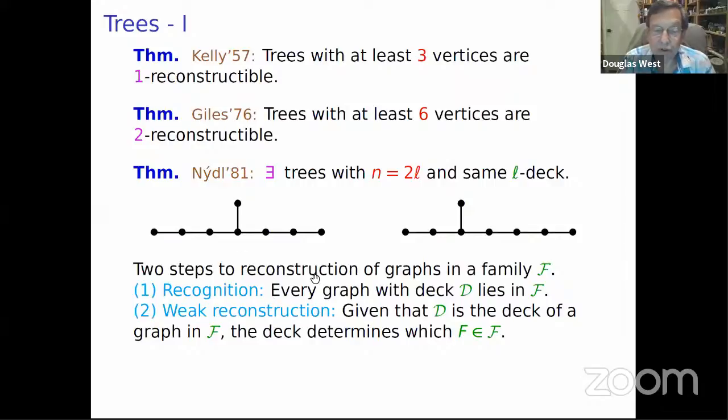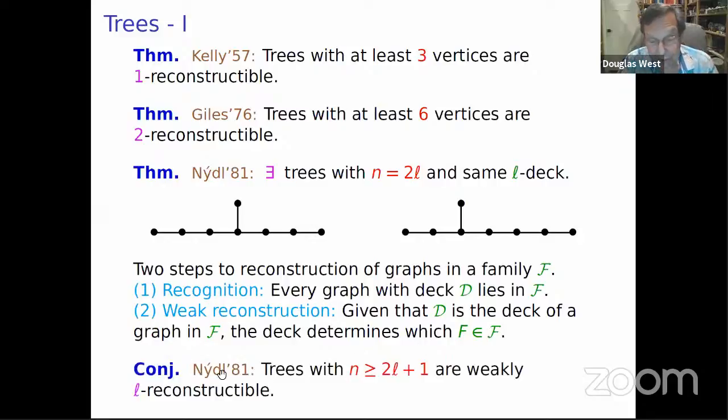Now, when we want to show reconstruction or L reconstructibility of graphs in a given family F, this generally takes two steps. First, there's the recognition step. We need to show that every graph with the deck of a graph in this family also lies in the family. And then a part that's called weak reconstruction, namely given that we have the deck of a graph in this family, show that the deck determines which graph we have in this family. So let's think about what that means for trees. So Needle made the conjecture that trees with at least two L plus one vertices are weakly L reconstructible, meaning that if you know that the deck came from a tree, the deck would determine which tree it is.